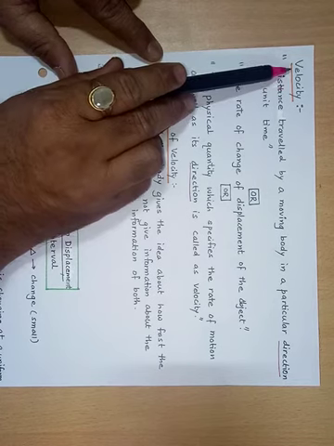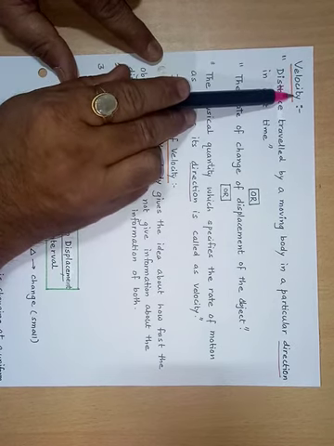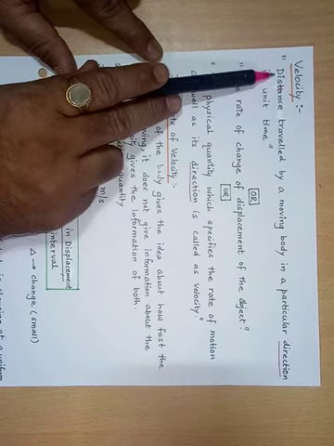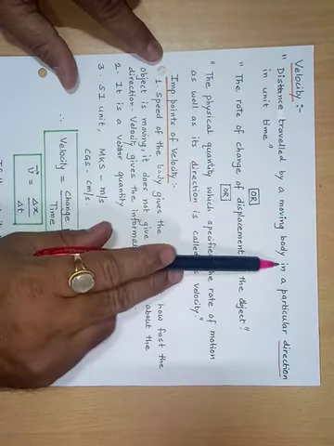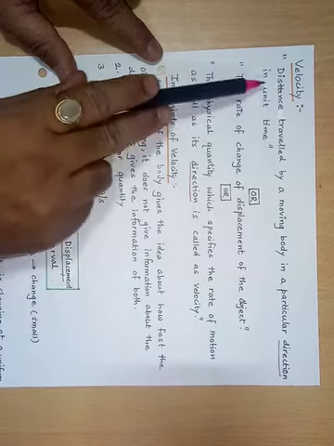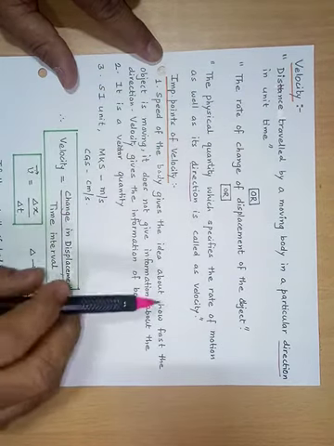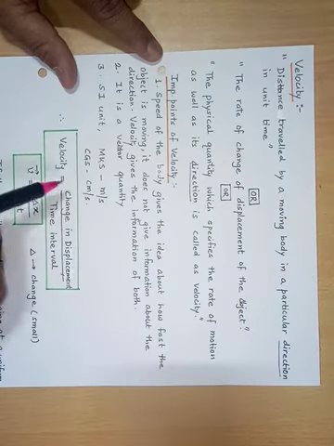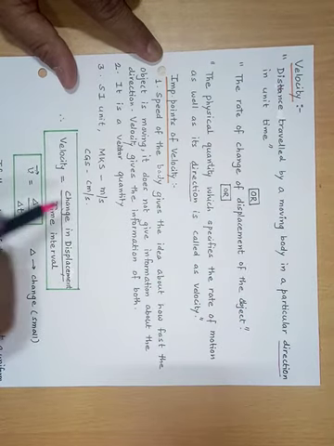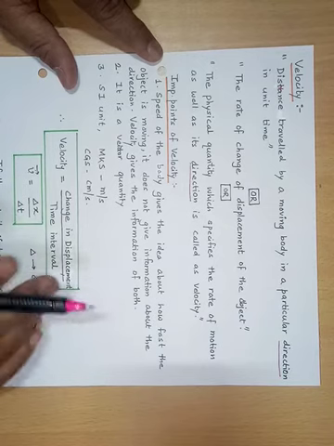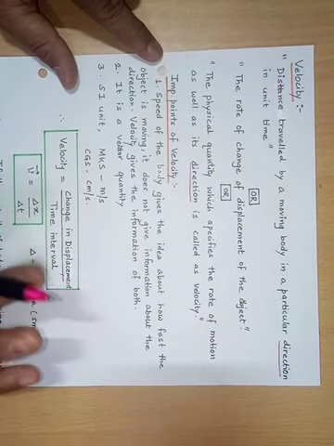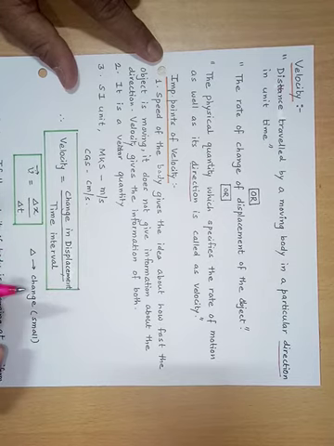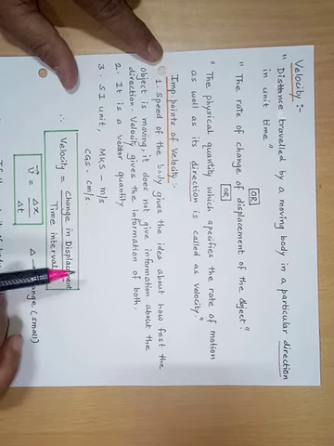If we want to represent the velocity in a definition form, the definition of the velocity will be like this: distance traveled by a moving body in a particular direction in unit time is called the velocity. There are a few other definitions also available for the velocity. Any of the definitions you can consider. All these definitions are correct. Any of the definitions you can write for examination purposes.